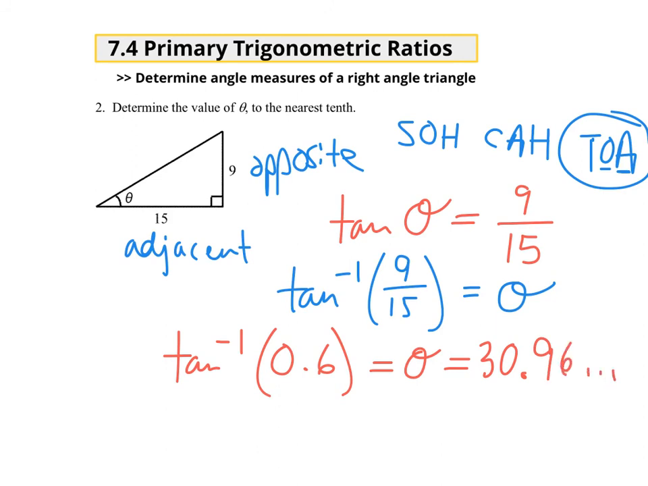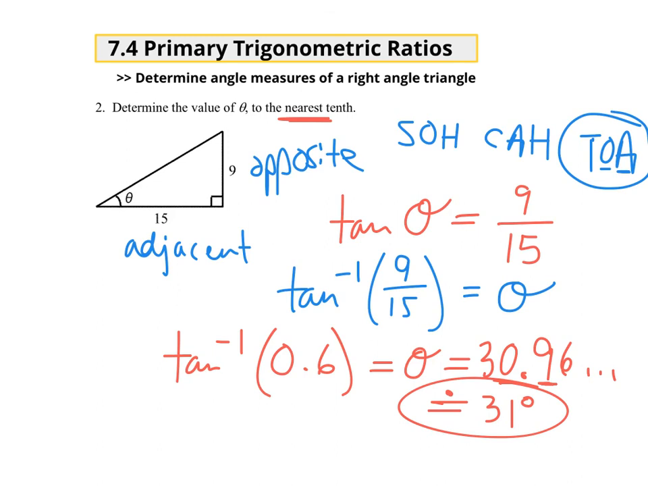30.96... And the question says to round off to the nearest tenth. So we're going to round off to the 9, and that 6 is going to turn the 9 into a 0, which brings it forward to the ones. So it becomes approximately 31 degrees.